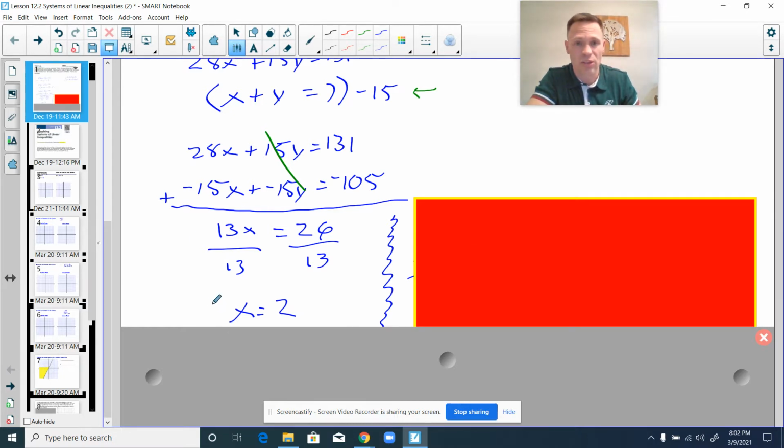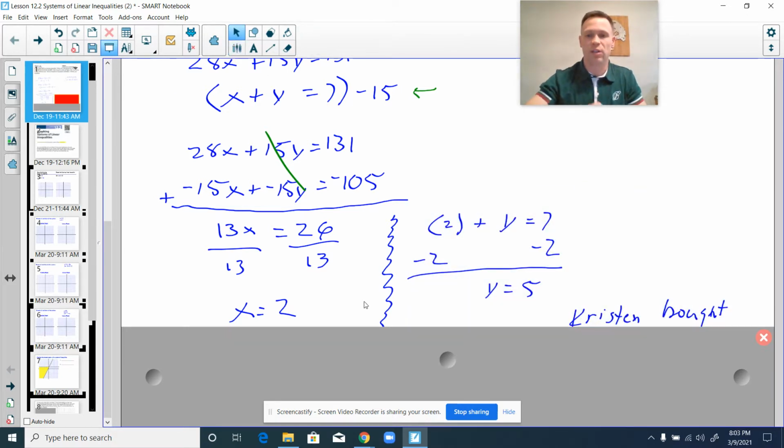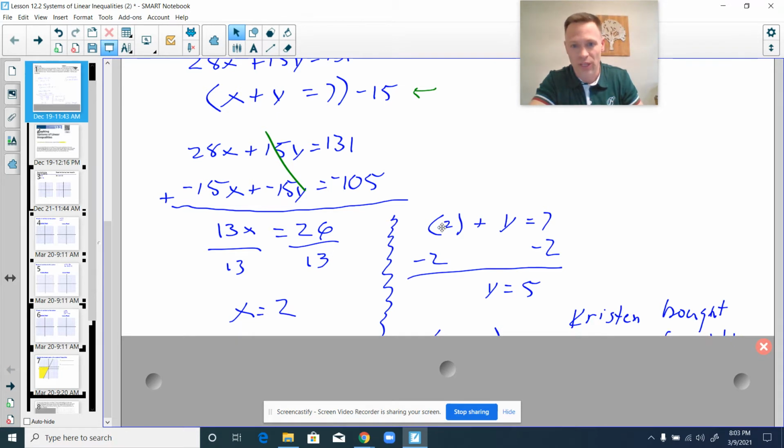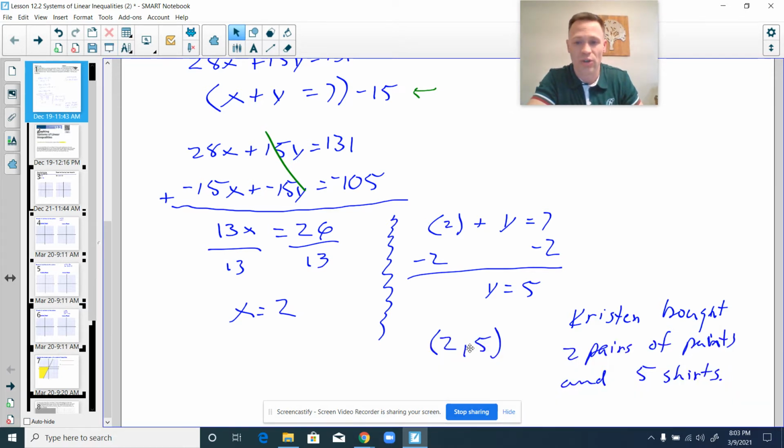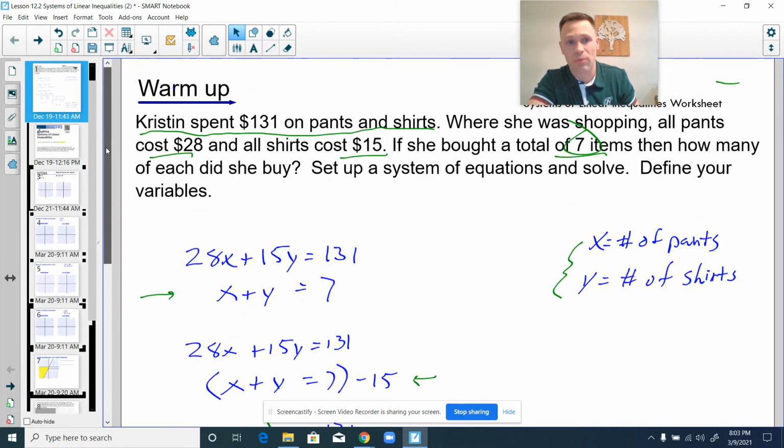So I can use that 2 to put it into any equation. I think the bottom equation is the best. So I'm substituting that into the bottom equation here. So there's that 2 going in for x into this equation. So 2 plus y is equal to 7. I subtract 2 from both sides to get y is equal to 5. And if I were to graph both these lines, they would intersect at the point 2 comma 5. But what that means in the context of the problem is that Kristen bought 2 pairs of pants and 5 shirts. So that's our warm-up for today.